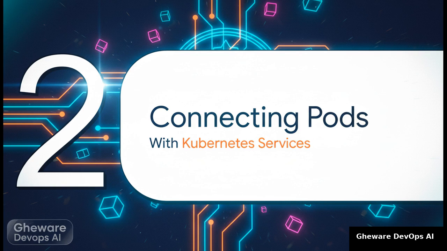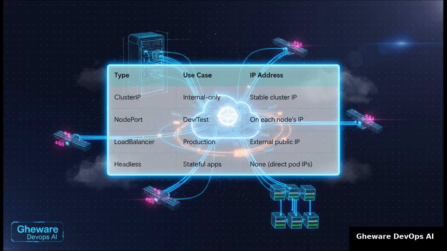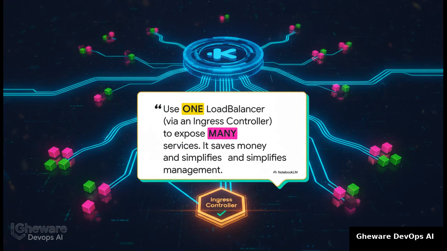Well, the answer is a Kubernetes service. And you've got 4 main types of services to pick from. The default is ClusterIP, and that's for internal-only traffic. Think of your app talking to its database. Then you have NodePort, which opens a port on every single server in your cluster. It's great for quick tests. For production, you're going to use a LoadBalancer, which gets you a real public IP from your cloud provider, but it does cost money. And finally, there are headless services, which are a special case for stateful applications. And this brings us to a huge exam tip. Listen up. You almost never create a LoadBalancer service for every single application.